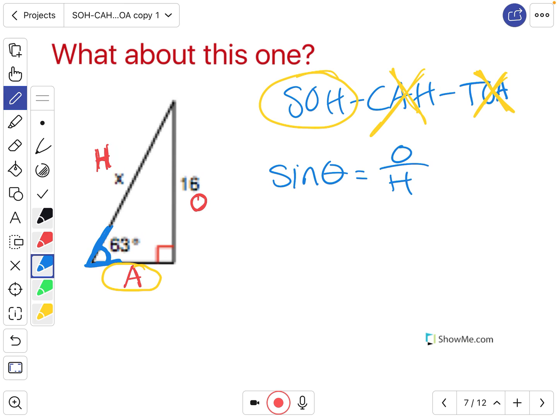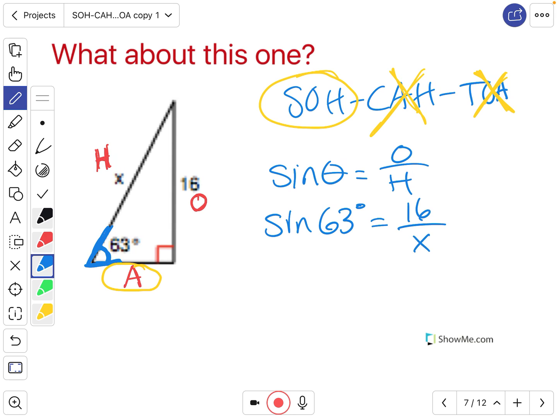The sine of the angle is the opposite over hypotenuse. So if I sub everything in here, that'd be the sine of 63 degrees, which is my angle. The opposite side is 16, and the hypotenuse is x. If you remember in the last example, x was on top where we'd be able to multiply that number to both sides to get rid of it. Here we have x on the bottom.